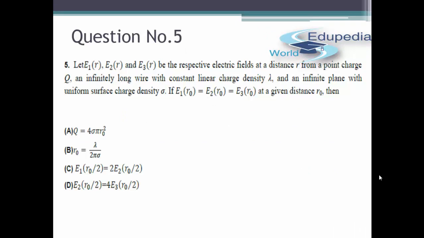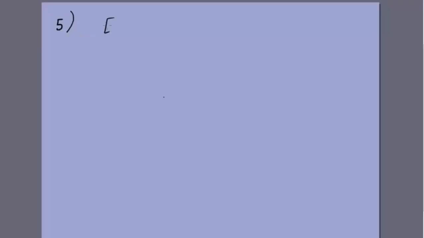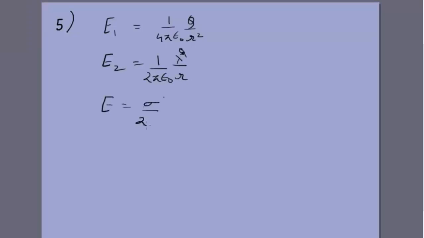We are given E1, E2 and E3 are the electric fields at a distance r from a point charge q, a long wire of linear charge density lambda, and a plane with uniform charge density sigma. So we know the formulas for all three. E1 will be 1 by 4 pi epsilon naught q by r squared. E2 is 1 by 2 pi epsilon naught lambda by r. And E3 is a constant, sigma by 2 epsilon naught. So let's look at the options A, B, C and D.